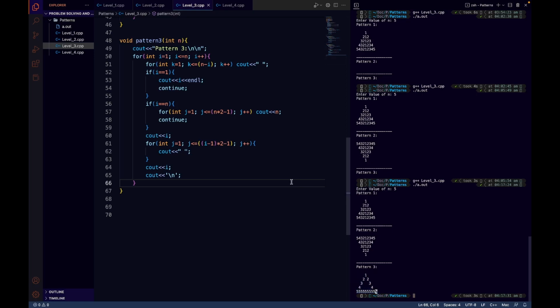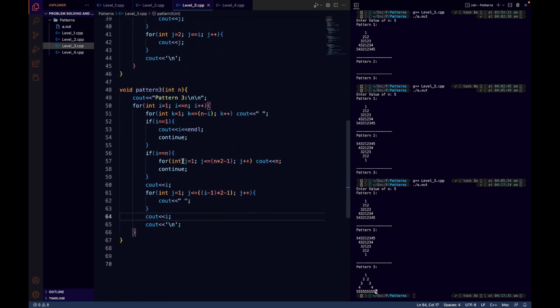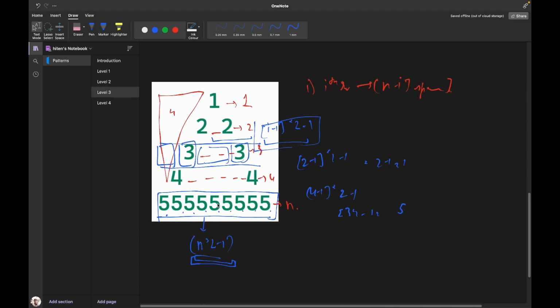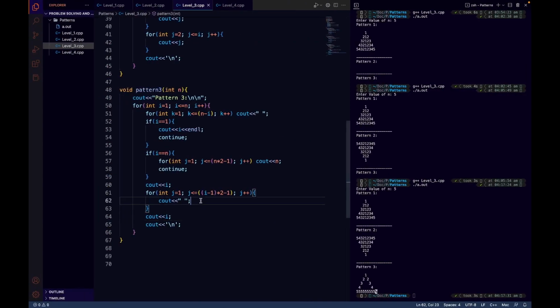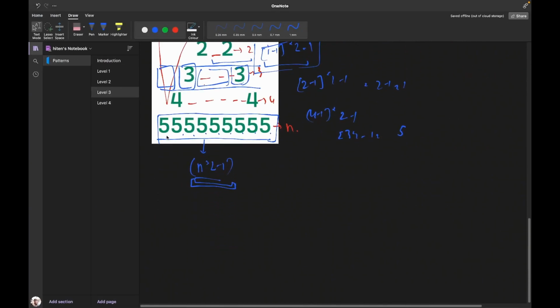And I'll again repeat that I just took the code of pattern 1 and made some real quick changes to it, added something to the code, and how I got to that something is I just analyzed the pattern. I did some trial and error in order to find a generalized equation that I can use to print the spaces or print the elements. And this was level 3, and let us now discuss the patterns of level 4.